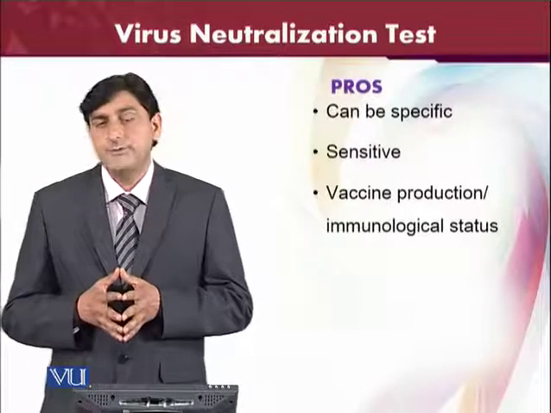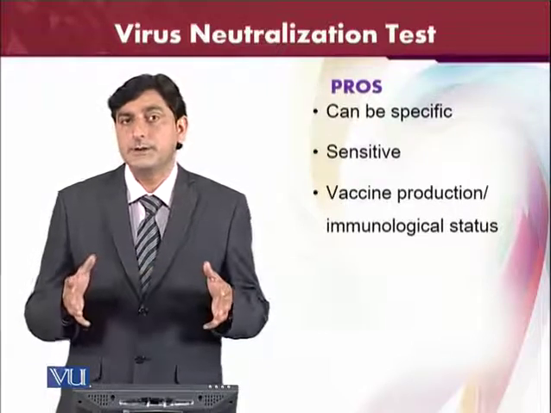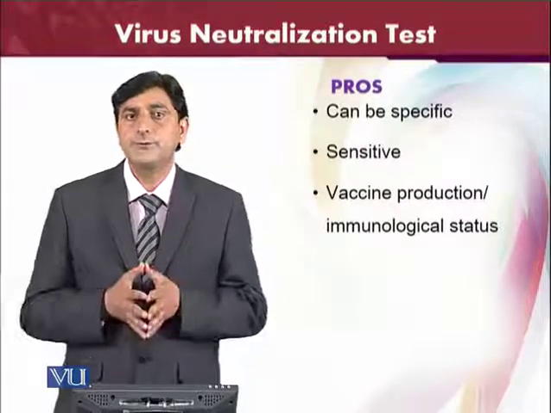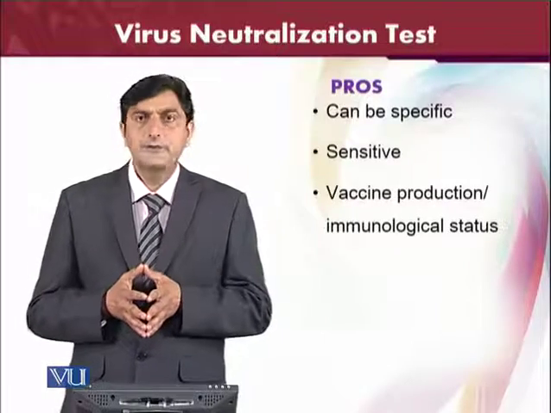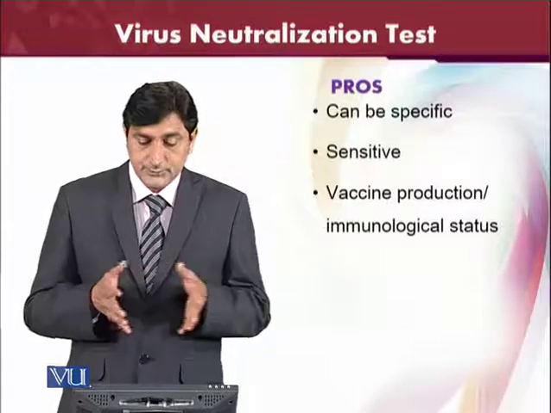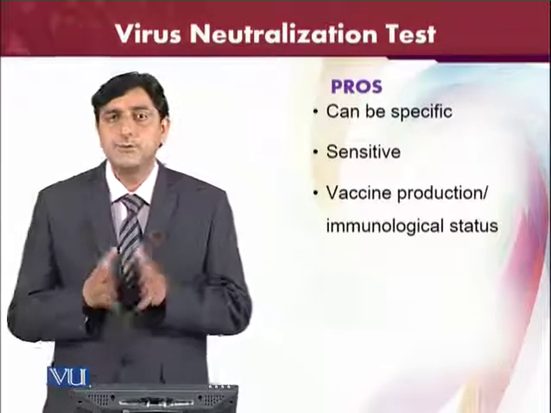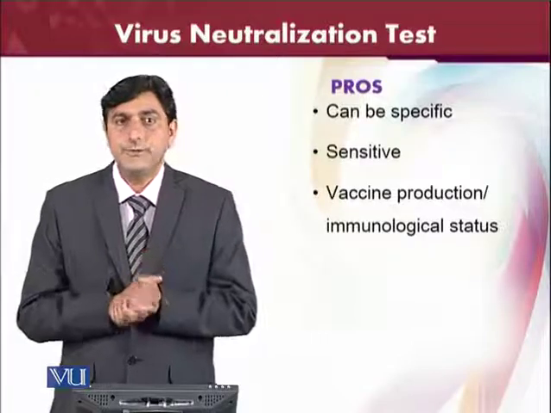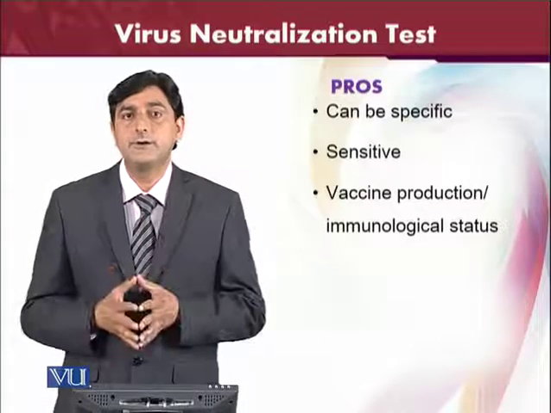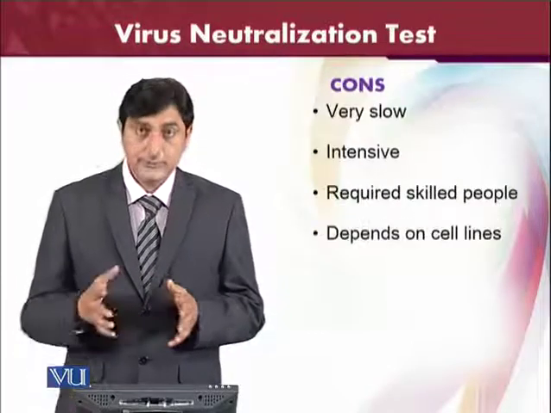The pros and cons of the virus neutralization test. It is specific, of course, because we are using the antigen and different dilutions of the serum, so it will be a very specific antigen antibody reaction, and it is very sensitive because different dilutions of the serum have been used. It is used for vaccine production and immunological status, because we are going to neutralize the virus. So if specific kinds of antibodies neutralize that virus, they can be successfully amplified for vaccine production and preparation. Those antibodies and that antigen can be used as the vaccine.